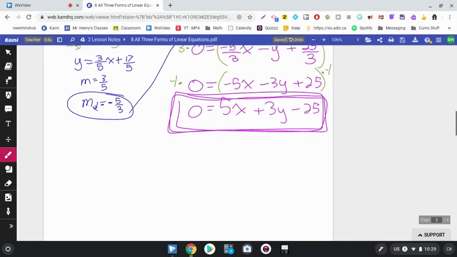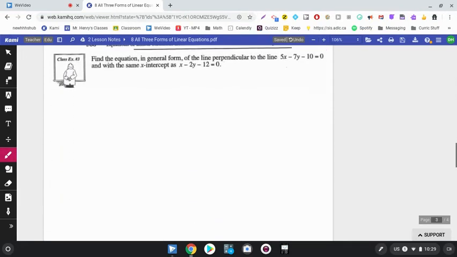All right, last question. Find the equation in general form of the line perpendicular to that line and with the same x-intercept as that one. This is a tough question, okay? I will definitely say this is a tough question. I need to find the slope and I need to find the point. I'm going to start with the slope. It says you're perpendicular. So 5x minus 7y minus 10 is equal to 0. This is the same thing we did on the last page. I don't get to use the slope formula. I have to find the slope of this line.